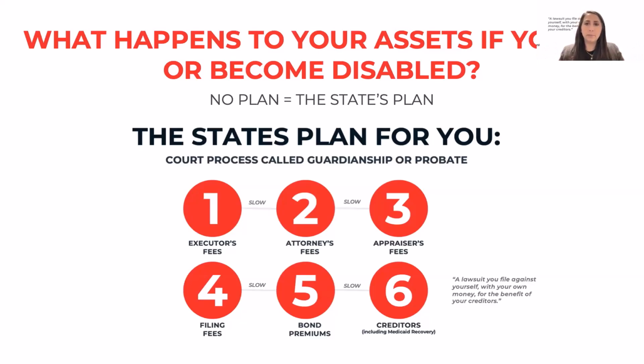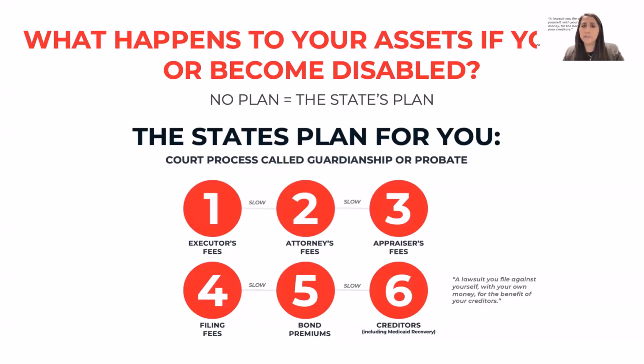So if you don't have a plan, the state has a plan for you, and that is probate court, or guardianship if you're disabled. The process of probate court usually lasts anywhere between 9 months and 24 months, depending on the complexity of your estate and how backed up the courts are. It winds up taking about 5% of your gross estate's value.